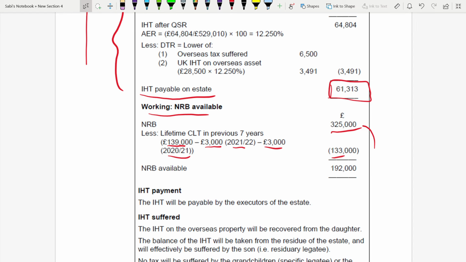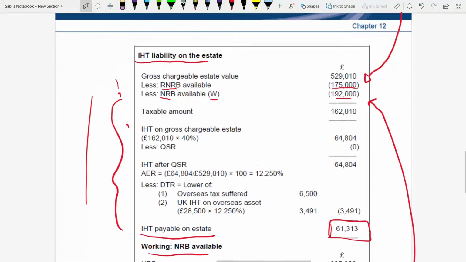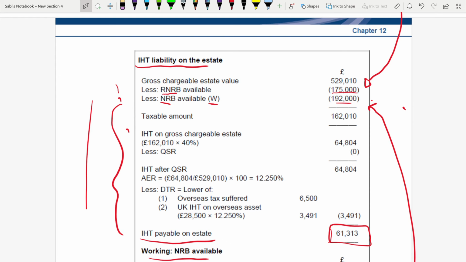This amount you deduct from the nil rate band. This is the nil rate band available, 192. So this 192 you go and write it here. This is why you need a working. Do not show the working here in the main table, it will crunch everything and make it very untidy. It should look very professional. And you get what is known as taxable amount. Remember, first gross chargeable estate, deduct nil rate band, residence nil rate band if this is available. This might not always be available.